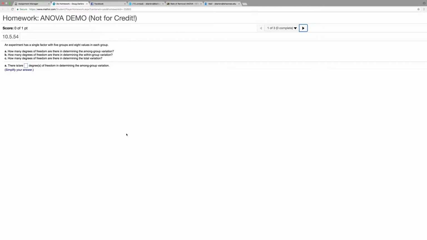So an experiment has a single factor with 5 groups and 8 values in each group. How many degrees of freedom are there in determining the among group variance or variation? So if there's 5 groups, that means C minus 1 will be the degrees of freedom.